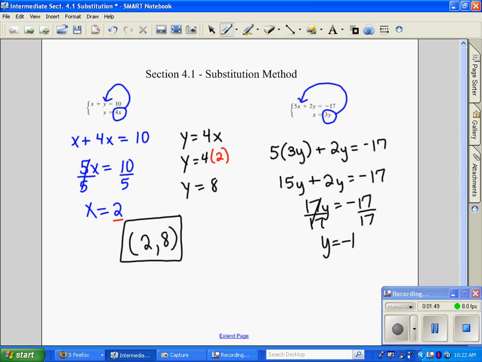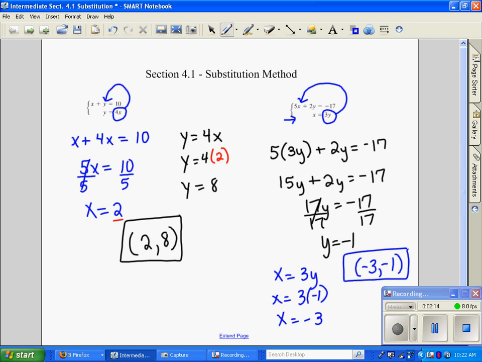So now we're going to go back into my x equals 3y, my second equation, which is right here, and we're going to plug negative 1 in place of y. We're going to substitute that in, so you get x equals negative 3. The solution to this one is, make sure you put your x first, then your y, (negative 3, negative 1), which is also consistent and independent.